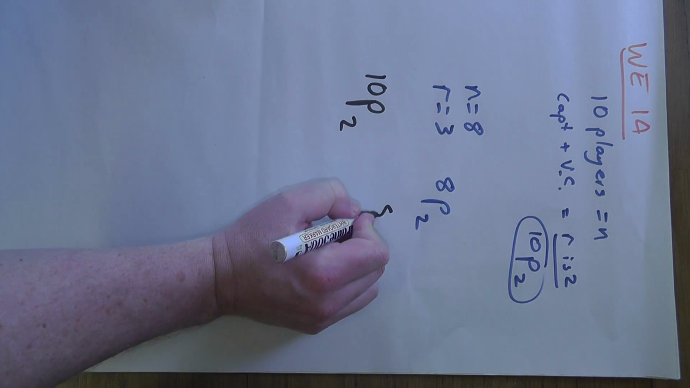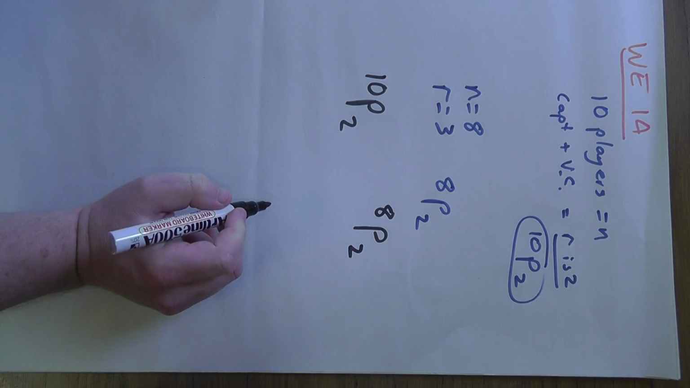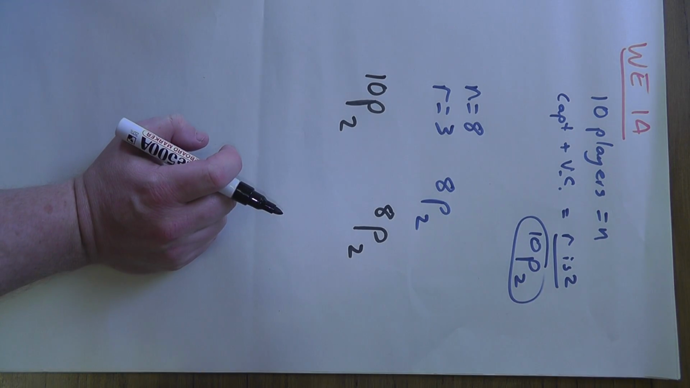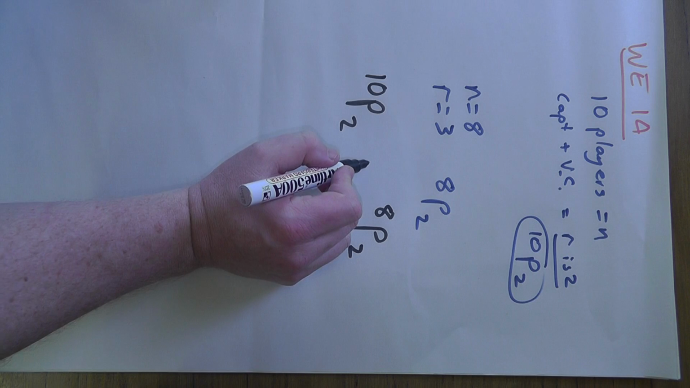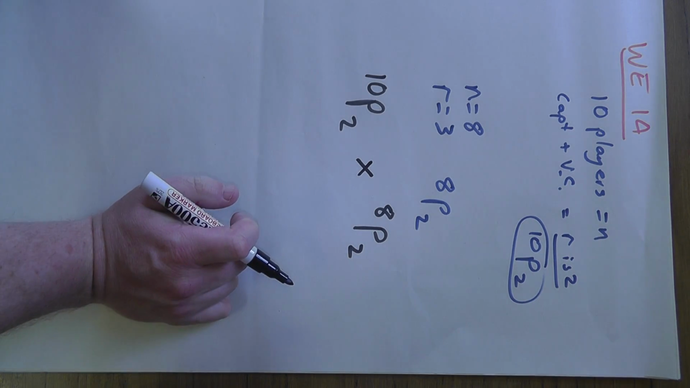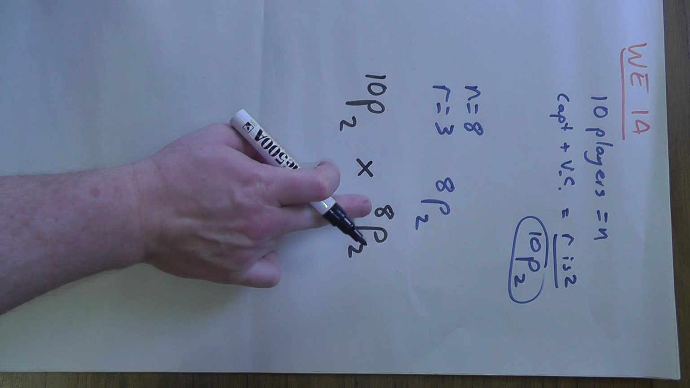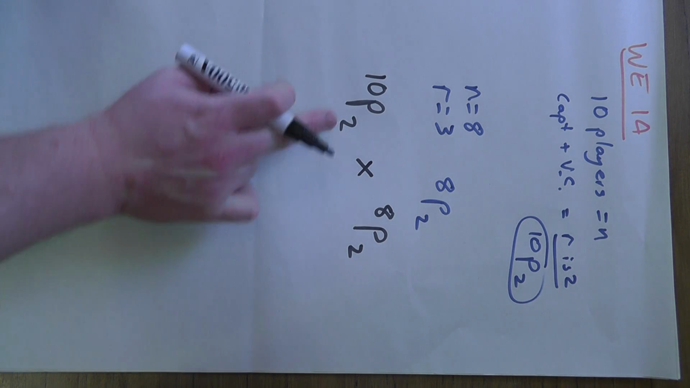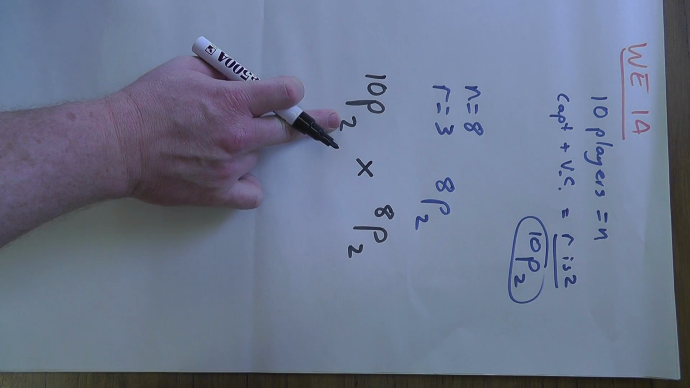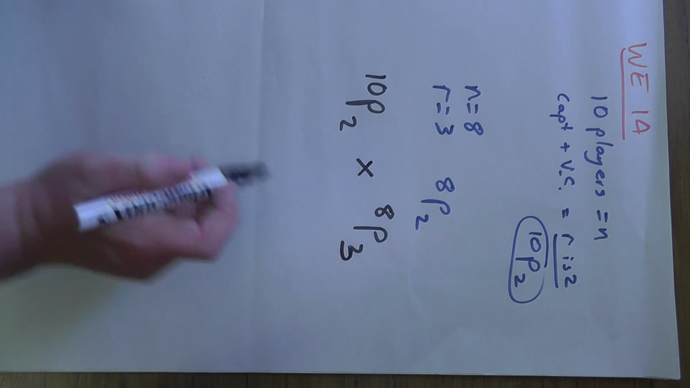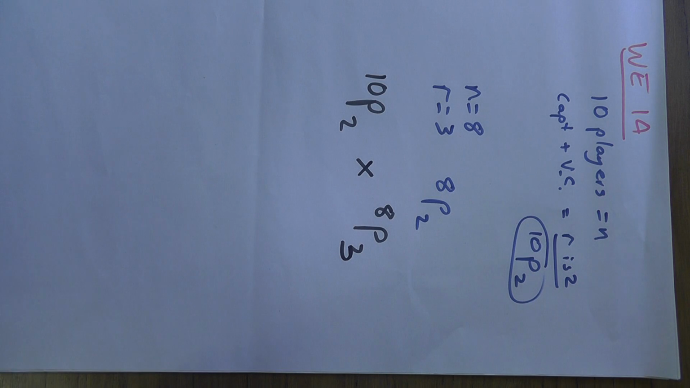10p2 and 8p3. I need both of these events to happen. They've got to happen together, so it's an AND event. It's not an OR event. I need that to happen, and I need this to happen. Two captains and vice captains. Oops, I made a mistake, 3 other players.